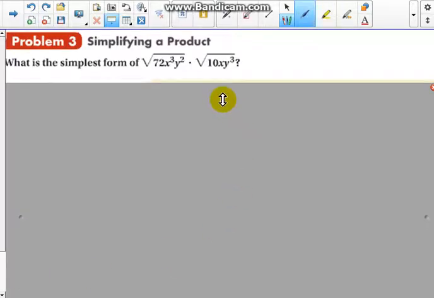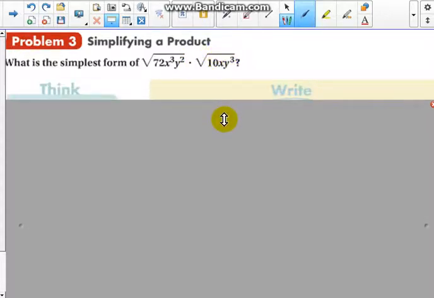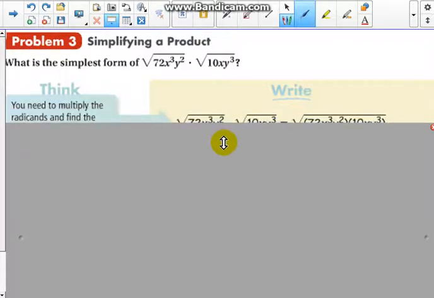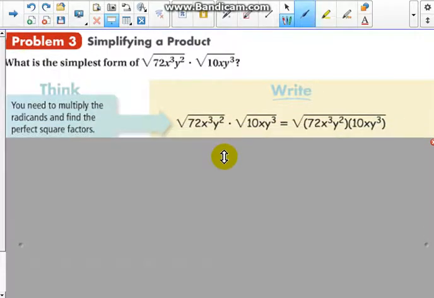So let's look at problem 3. Simplifying a product, we're still multiplying. What is the simplest form of the square root of 72x cubed y squared times the square root of 10xy cubed? So we've got our think and write here. You need to multiply the radicands to find the perfect square factors. Because they're both square roots, we can combine them into one statement here.